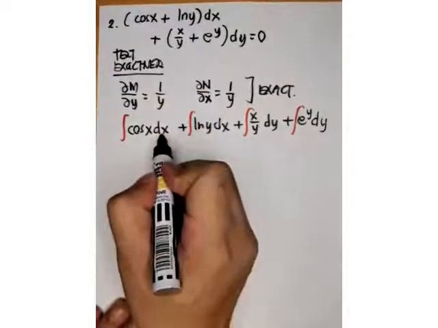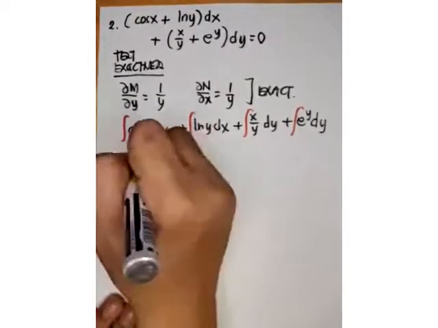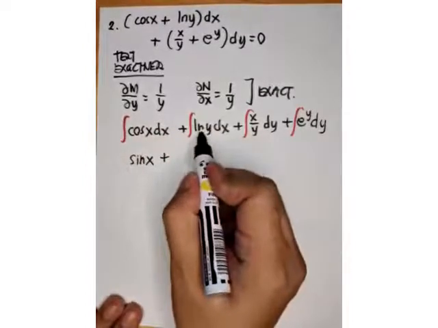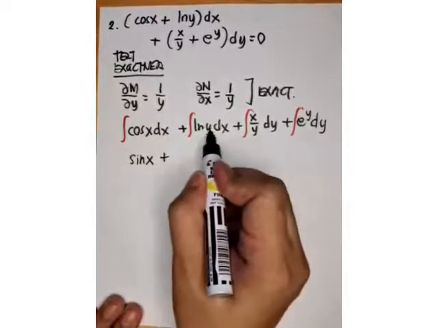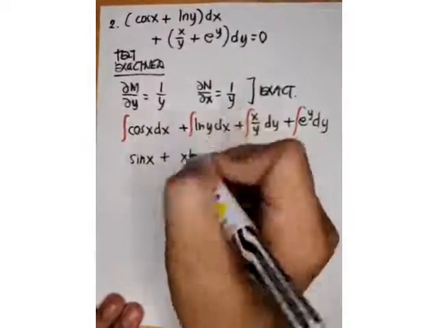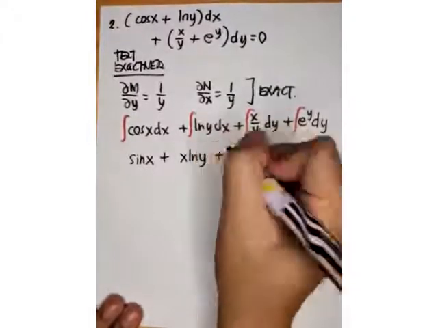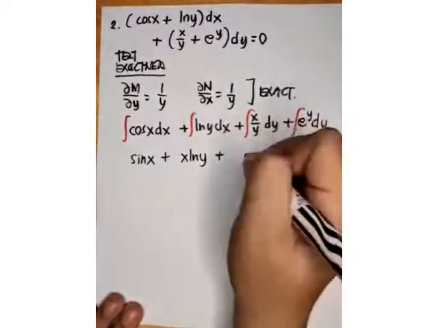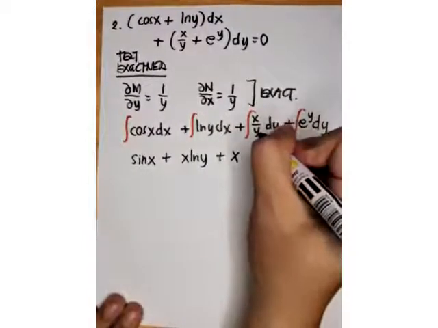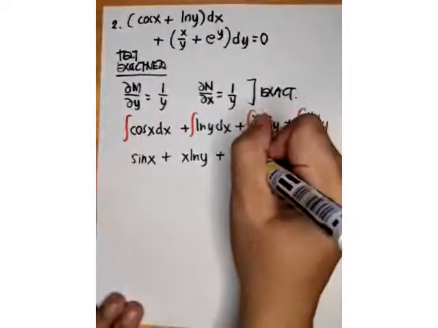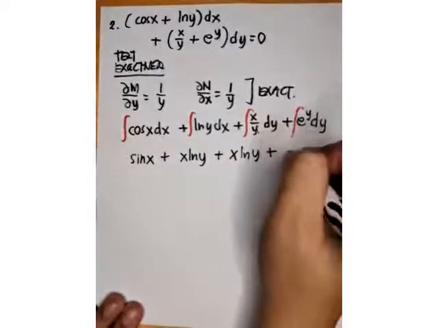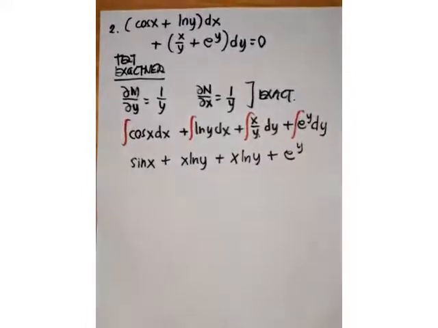Partial integration. So, integral of cosine x dx. Okay, so that is sine x. Plus, the integral of ln y dx, but ln y is a constant. So, the integral of dx is x. So, that's x ln of y. Okay, plus, ito medyo ano. X is constant, so ilalabas ko yung x. Ayan. Okay, so ano ang integral ng dy over y? Diba, ang dy over y is an ln. So that is ln of y. Plus, integral of e raised to y dy, it is e raised to y.